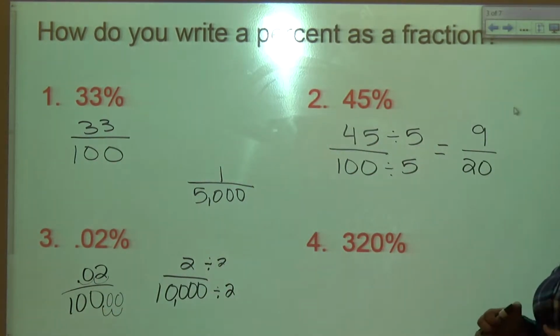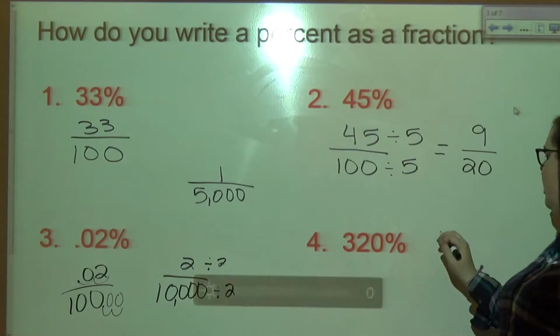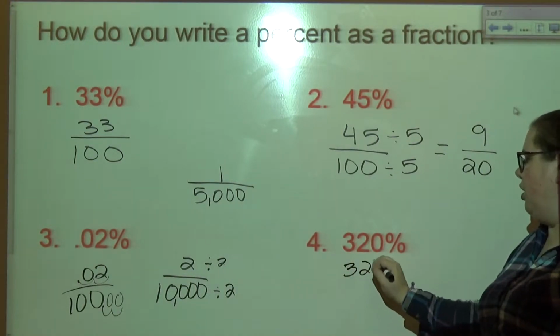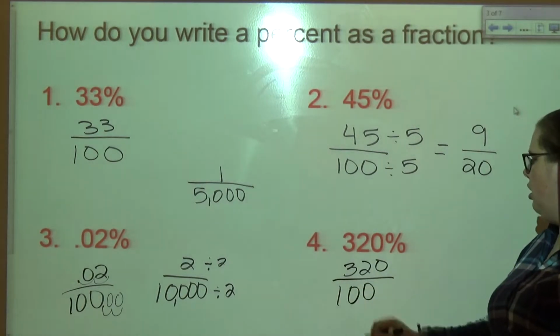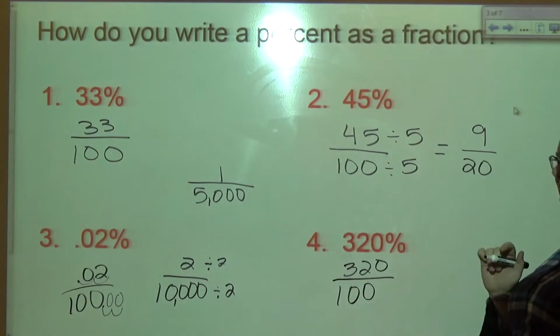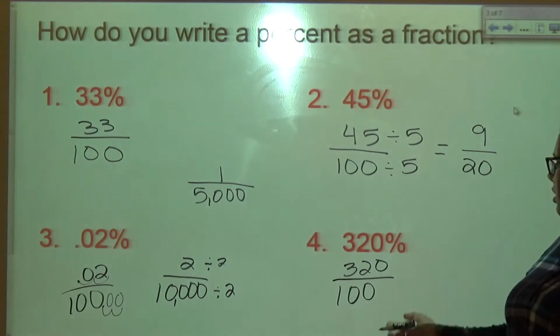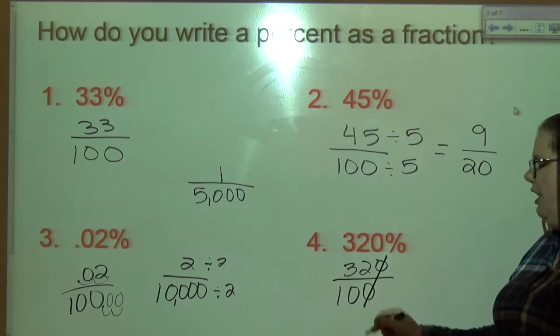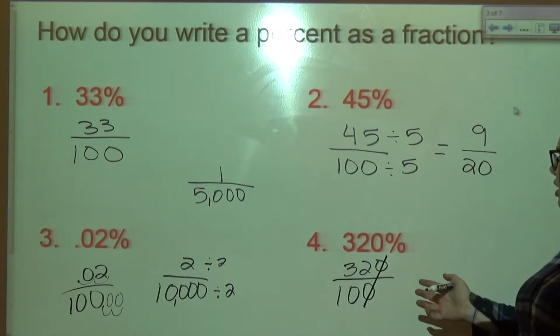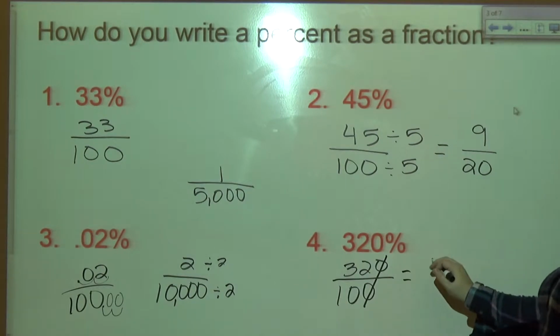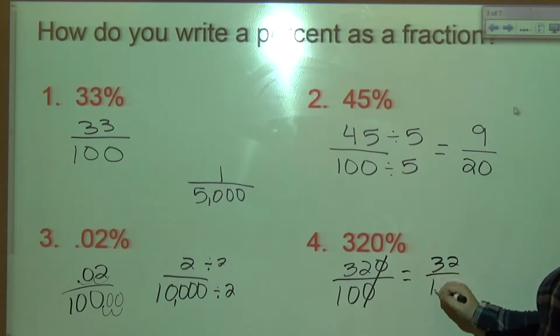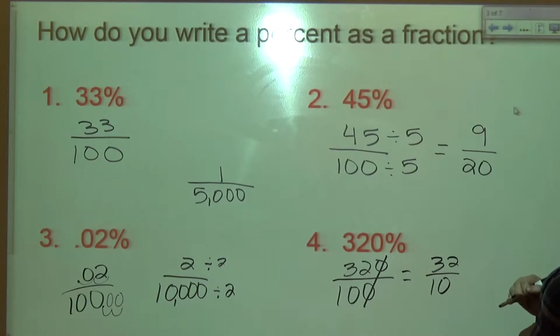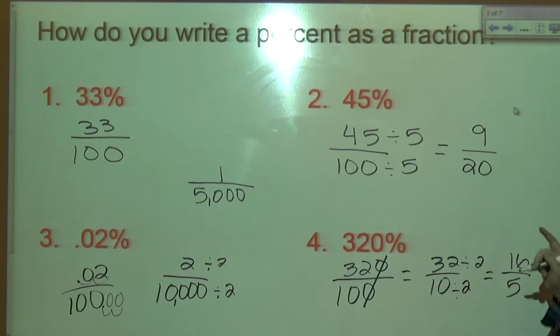All right, 320%. That's 320 out of 100. All right, now we can simplify this. Something that a lot of students don't do: when you see zeros in the top and the bottom at the end, you can just cross them off. Technically you're dividing by 10, but you can just cross them off. It makes life easier. So 32 over 10, what can we divide by? 2? So that's 16/5. Now notice, 16/5, that's an improper fraction.